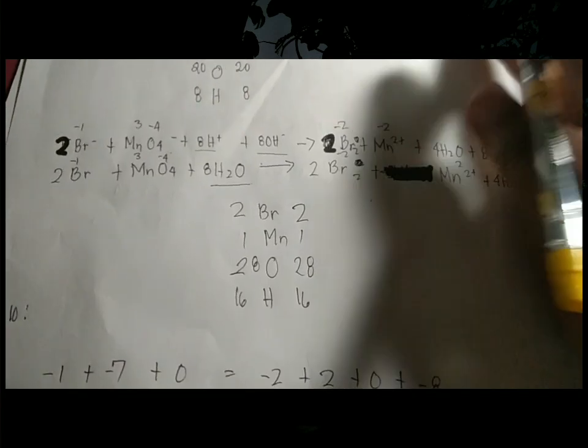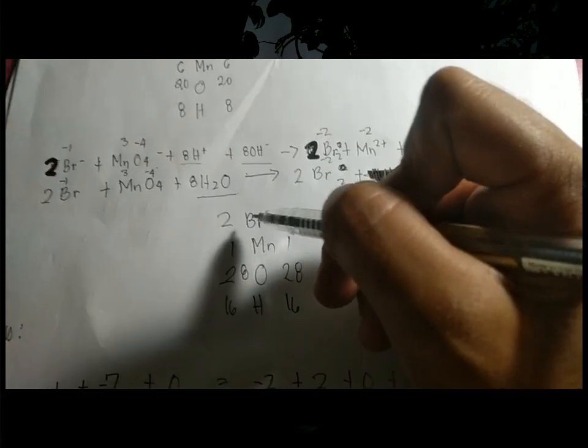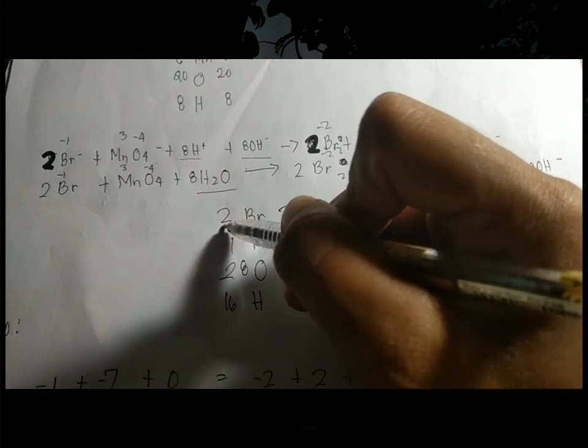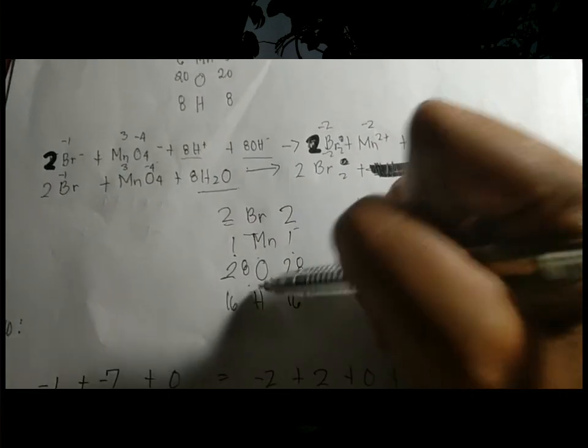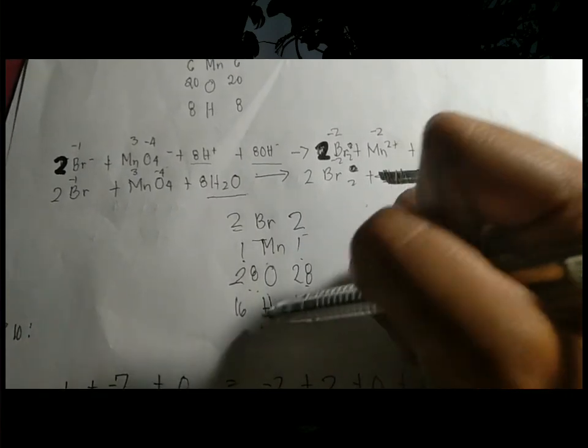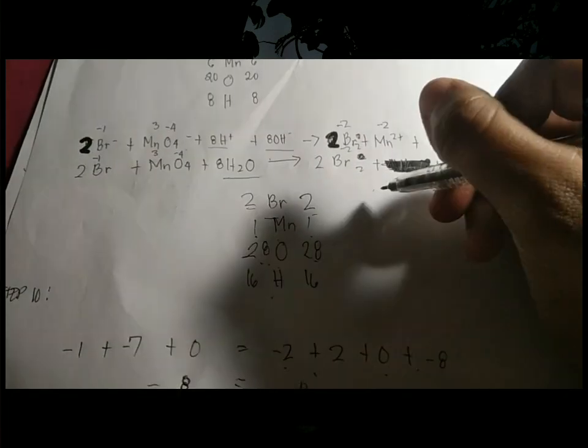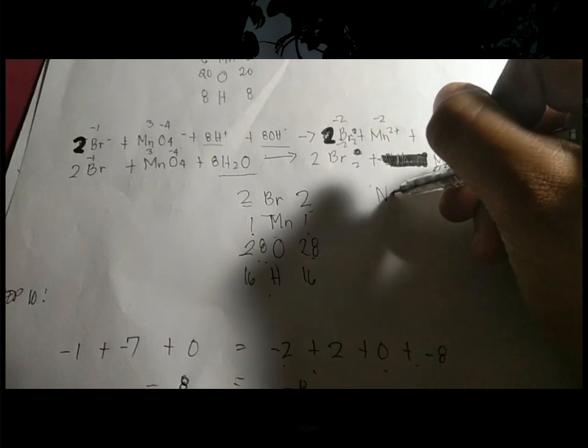So once we balance it, bromine is equal to 2, manganese is equal to 1, 28, oxygen is equal to 28, and hydrogen is equal to 16. So this is the number of atoms.